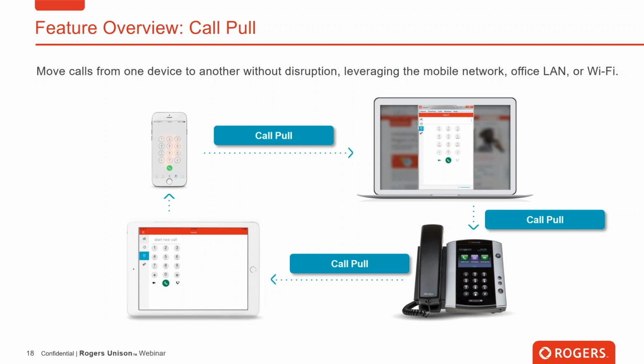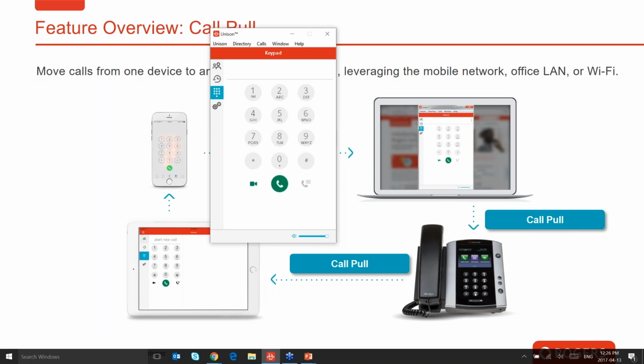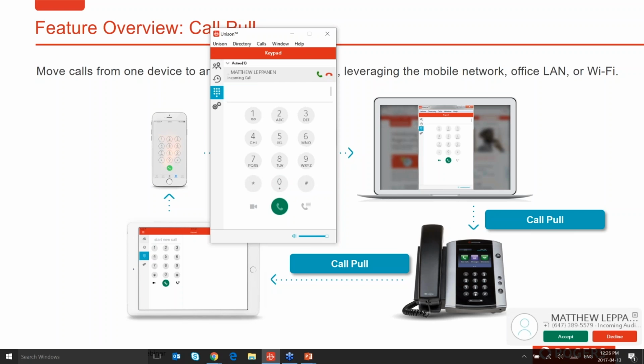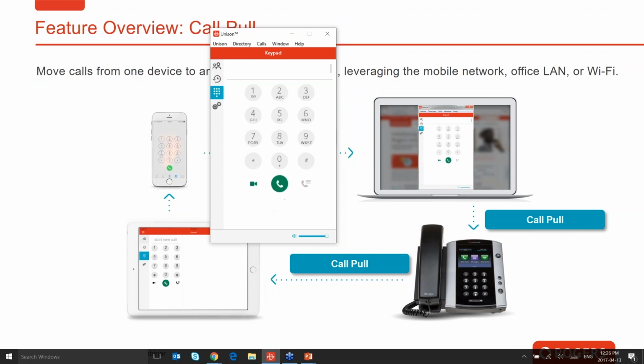So let me show you an example. What I'm going to do is pull up the soft phone. So here I have a soft phone for one of the users here in the business, and I'm going to call this user, and I'll show you that first you'll hear the call ringing, and I'm going to answer it on the mobile device, and then I'll move the call over to the other device. So first I'm going to call.